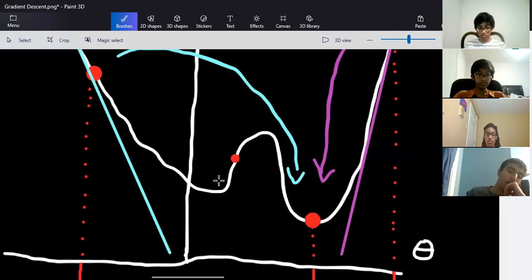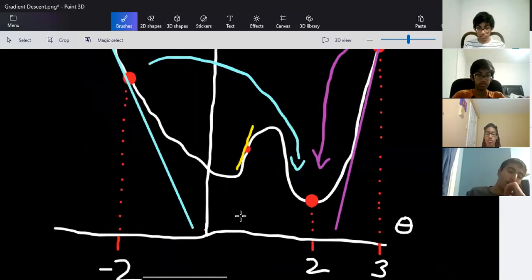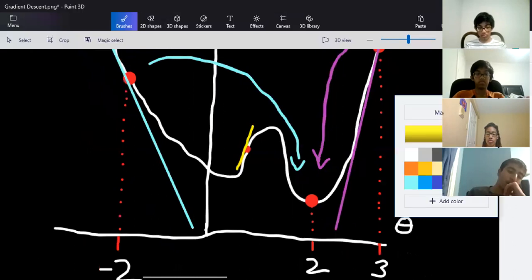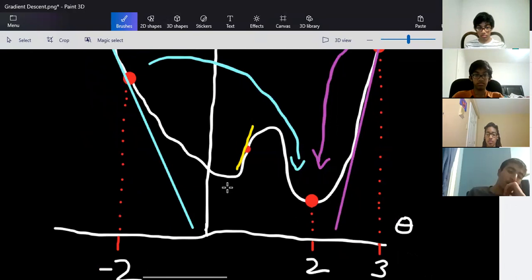So if I draw the tangent line so that I can get the slope, the tangent's going to look something like this. This tangent has a positive slope. And if you subtract the slope here, then it's going to end up going left. Theta parameter is going to decrease. It's going to actually end up going towards this point. Yeah, that is a correct observation.